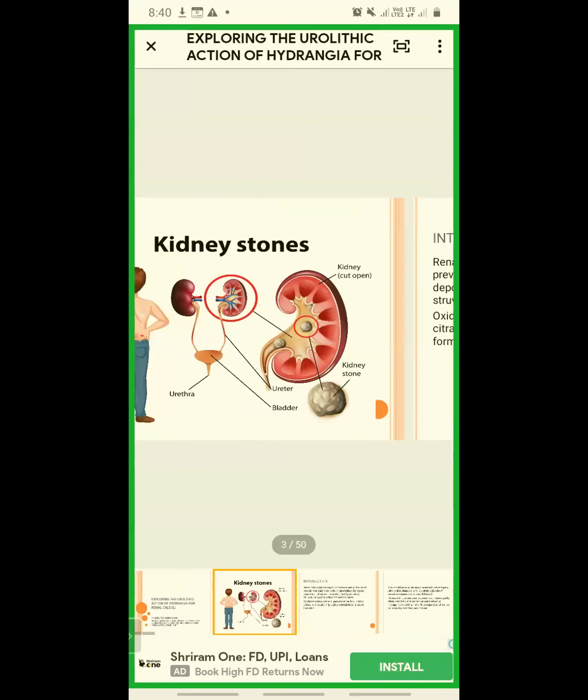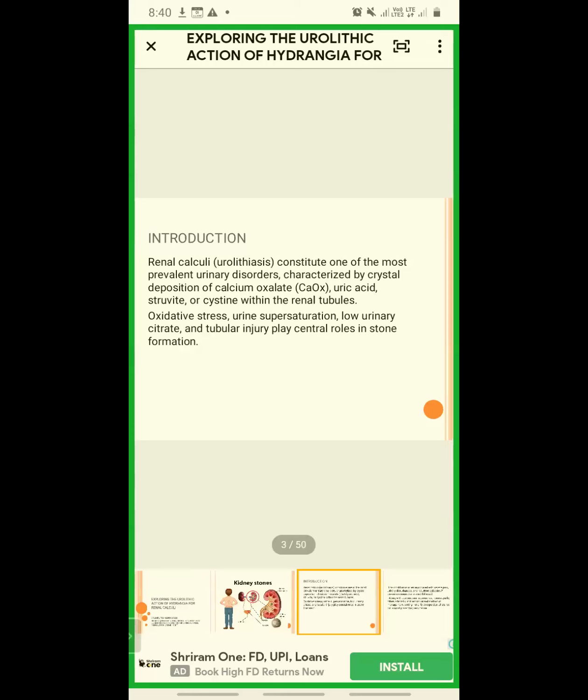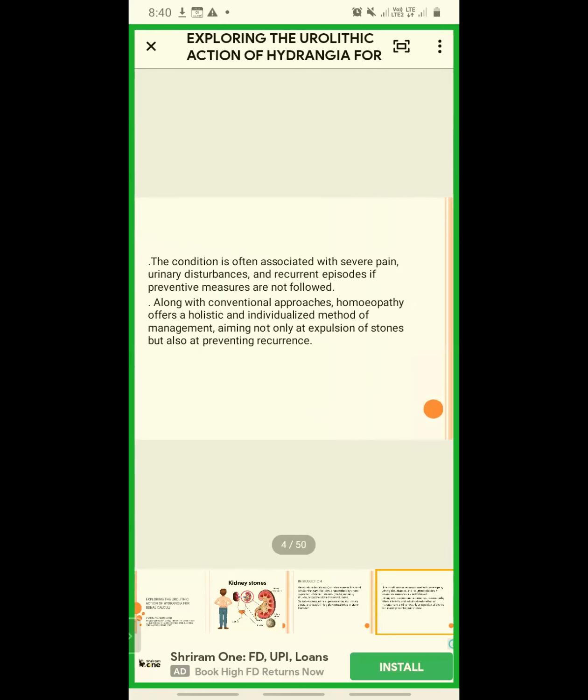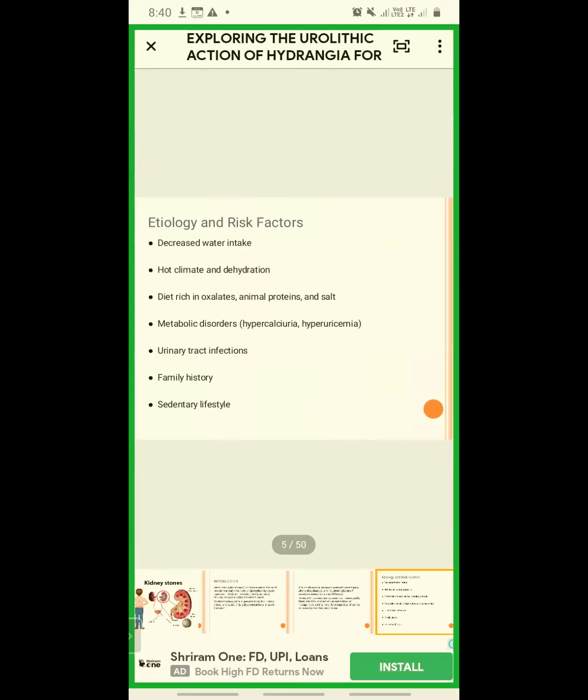So renal calculi is also known as kidney stone or urolithiasis, and the main pathology behind this is deposition of calcium oxalate crystals, and the main causes are over oxidative stress or urine supersaturation and reduced citrate along with tubular injury. So the condition will present with severe pain and urinary disturbance.